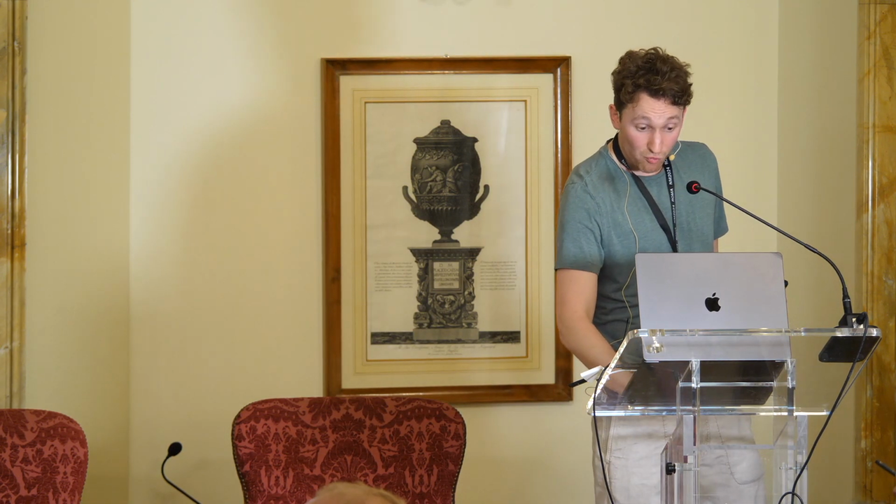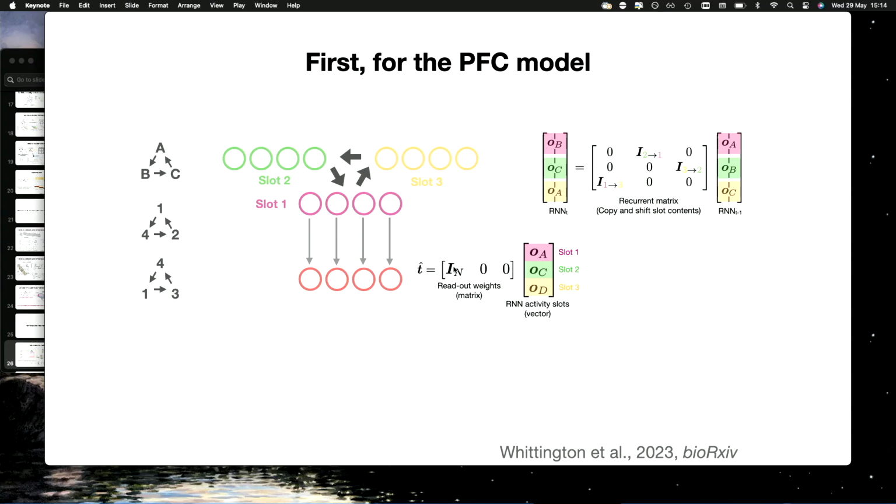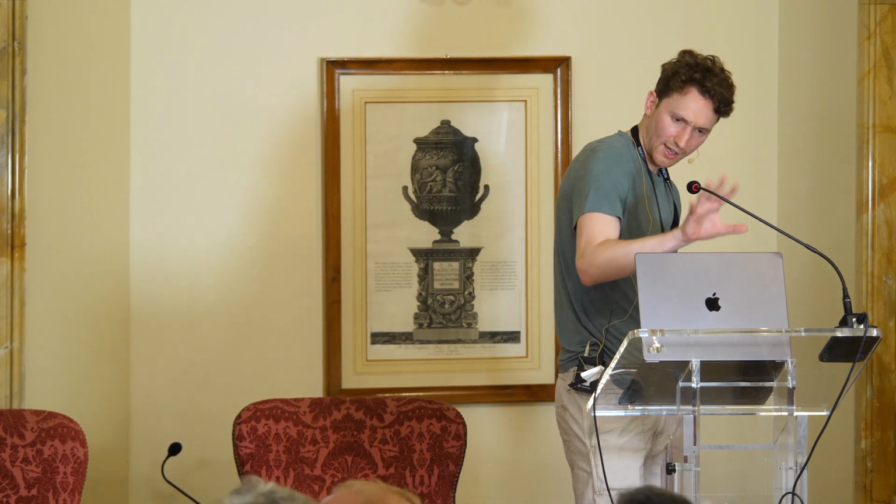If we want to read out, we always read out from slot 1. So that's just going to be a readout matrix which just attends to slot 1 effectively. And so we can put it all together now. If we want to make a prediction at position A, B, and C, it's just going to be our readout matrix multiplied by this update matrix to the power 0, 1, or 2, multiplied by some initial representation, some memory representation. So this bit here corresponds to the RNN, and this bit here corresponds to just these readout weights. But this is the equation that encapsulates everything that this model can do at each position. We'll remember that for later.